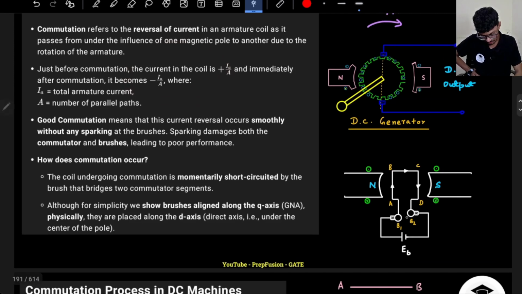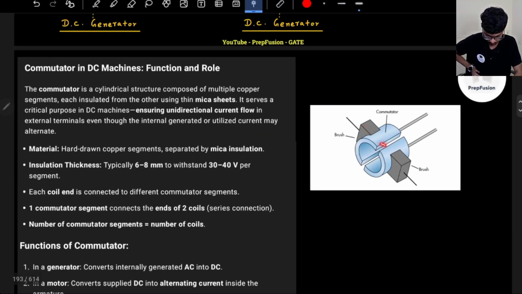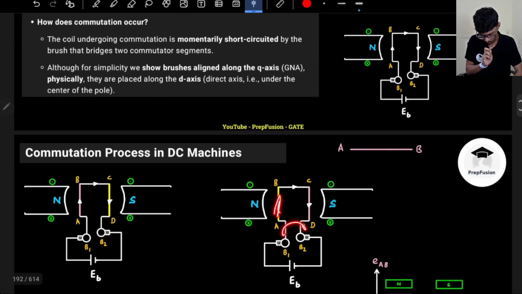Commutation basically means this, right? Here, where is the diagram? Here I have two brushes, and this coil is rotating. When this coil is in the gap, in the air gap, and then again reaches this connection, in that gap there is a huge current change. This was the direction, and as soon as it moved, the direction suddenly changed to this. That process of change is known as commutation.